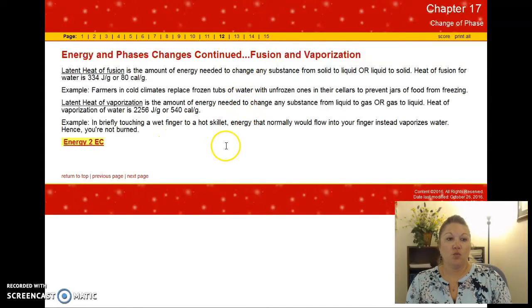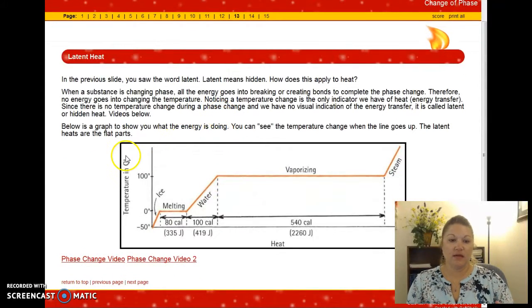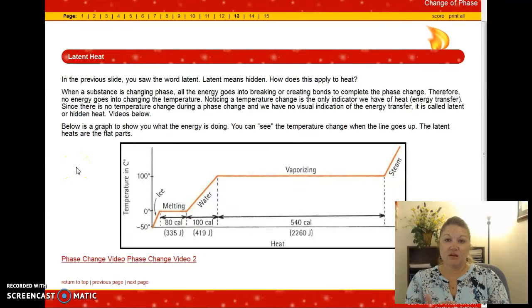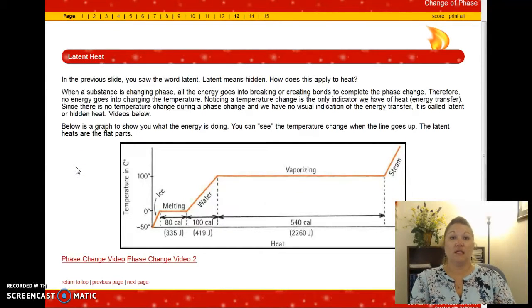Now, what does latent mean? Okay, now that we got some numbers, let's dig into it a little bit more. Latent means hidden. Well, how do you hide heat? Well, when a substance is changing phase, it's breaking those bonds, right? Or, if you're taking energy away, it's making those bonds. So something's happened on the molecular level. Well, that means that temperature stays the same. No increase, no decrease in temperature when you're changing phase, because all that energy is going into changing the bonds. That's why it's called hidden heat, because you can't see it through a temperature change, all right?